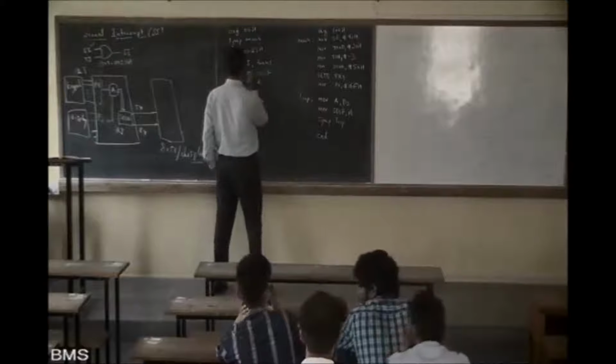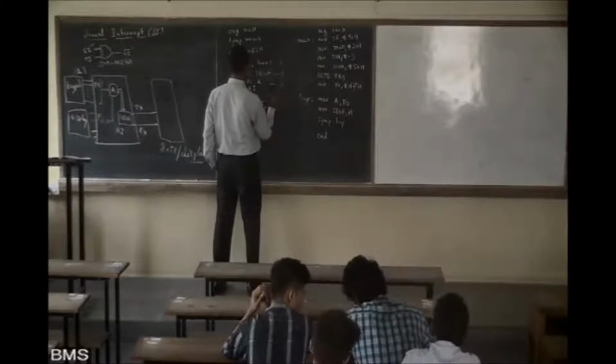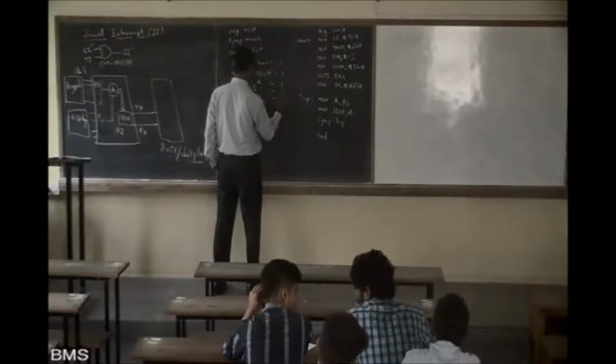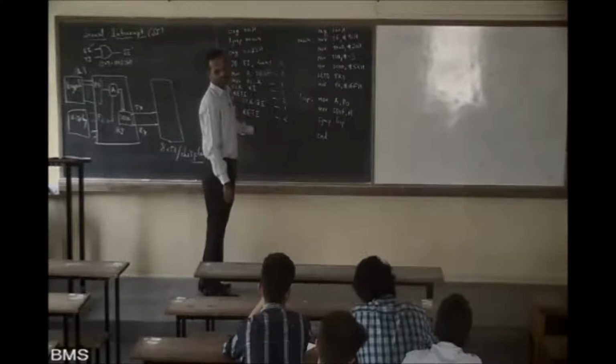Don't write it once again, hold on. This is 2 bytes, this is 1 byte, this is 1 byte, this is 1 byte, this is 2 bytes, this is 1 byte, this is 2 bytes. Is it more than 8? Then you cannot write it here.